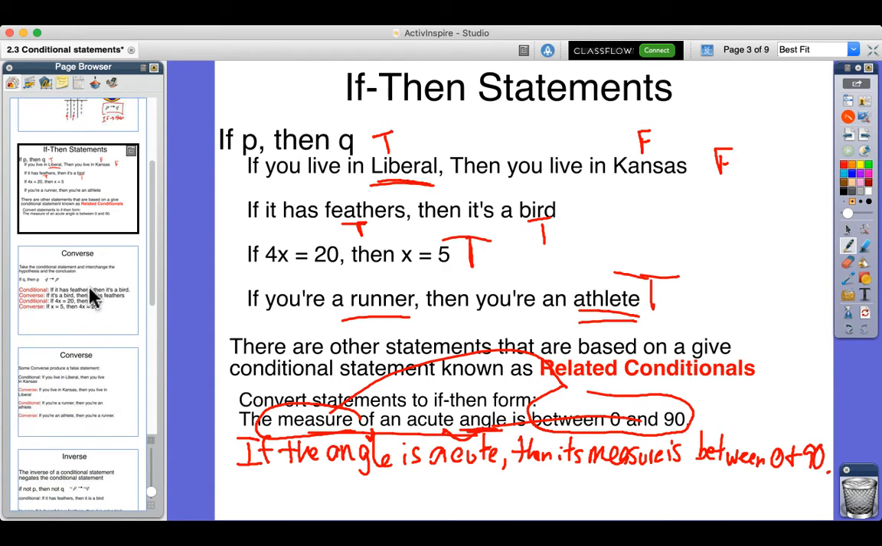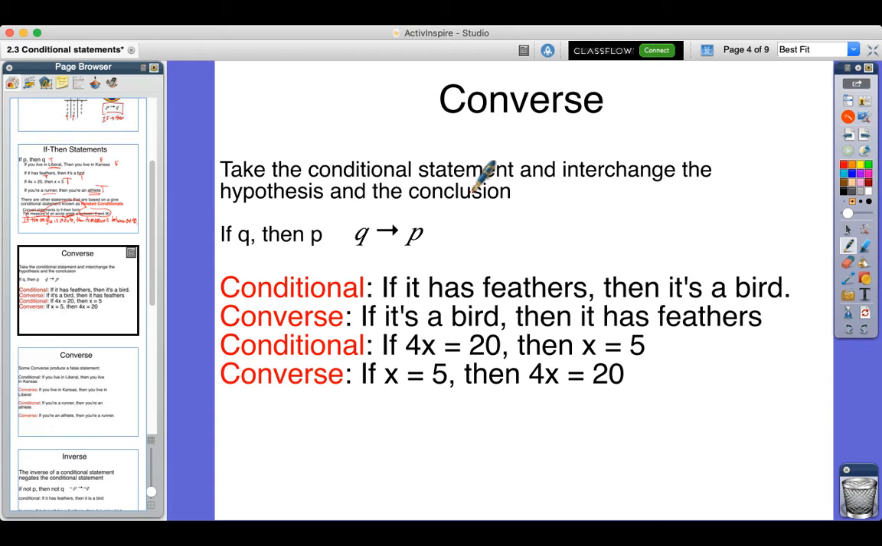All right, but let's talk about converse. There's your conditional statement. Your conditional statement is your original statement, so we just call it conditional. Your conditional is your original P implies Q. That's an original statement. A converse takes the original conditional statement and switches it, and then we make a new hypothesis based on that.